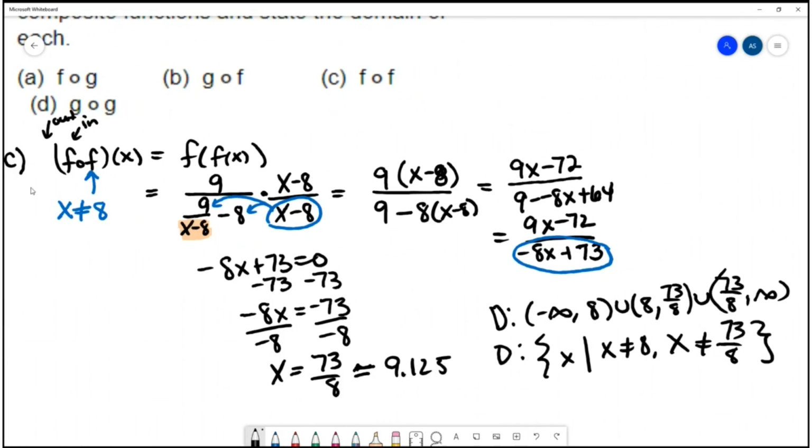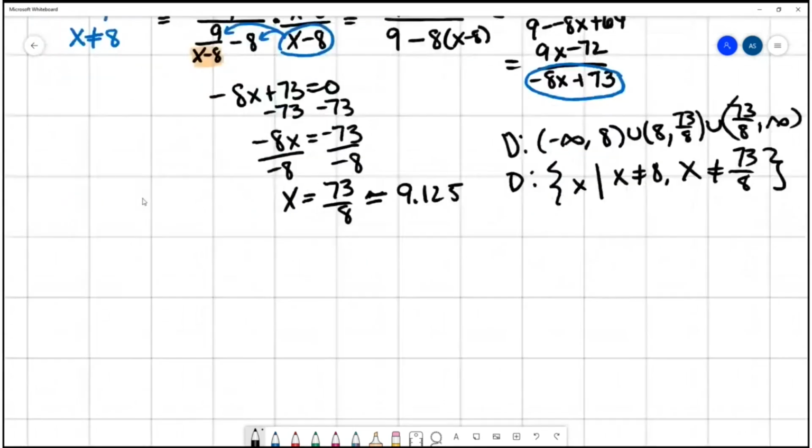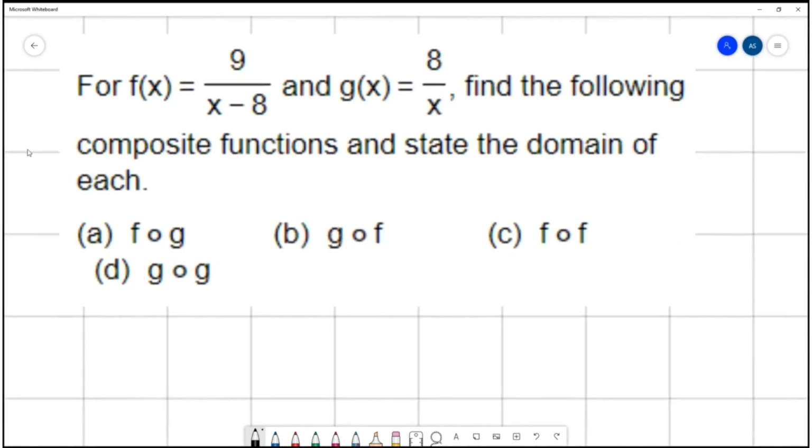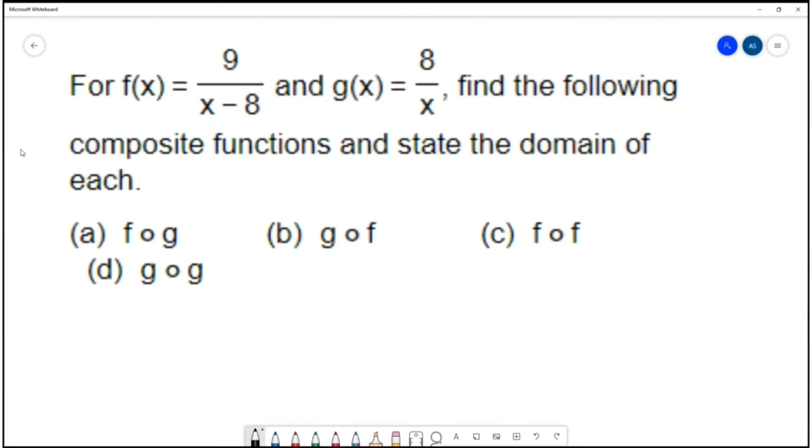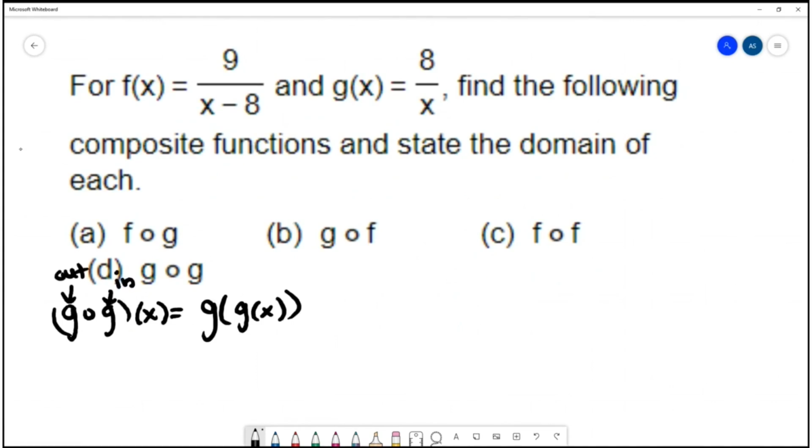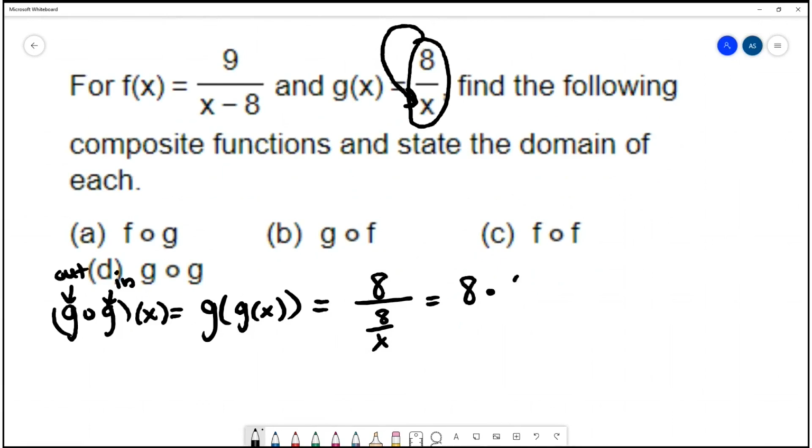Okay, we've got one more to go. Let's find g composed with g. So g composed with g of x is g of g of x. G is our outside, g is our inside. So we're taking g of x and we're substituting it in for x. That will give 8 over 8 over x. This is 8 times x over 8, which is x.